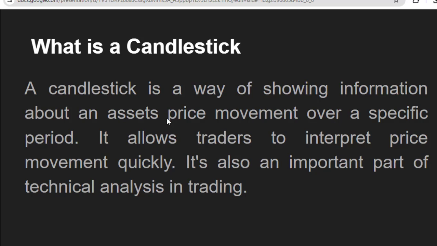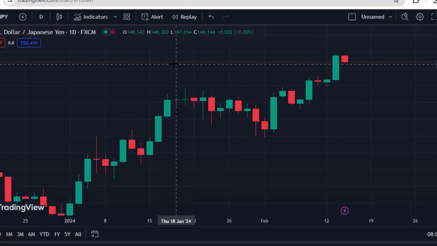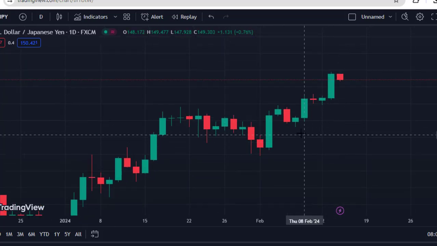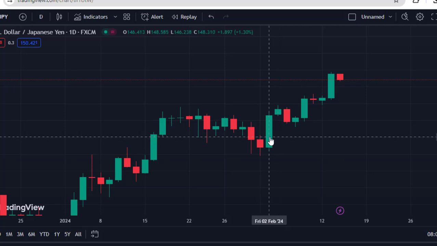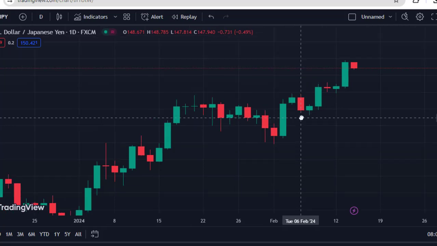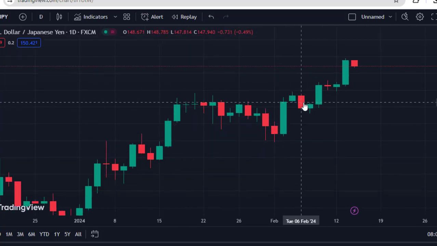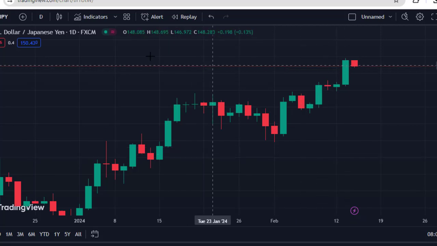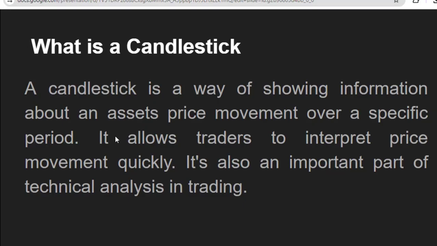What is a candlestick? Candlestick is a way of showing information about an asset price movement over a specific period. So if you are trading the USDJPY, you can see some of these candles on your chart. It is just a way that we use in interpreting what price has done before in the market, so that from what price has done before, we can use that information on the price chart to tell what price is going to do in the future. So that is what candlestick is all about.